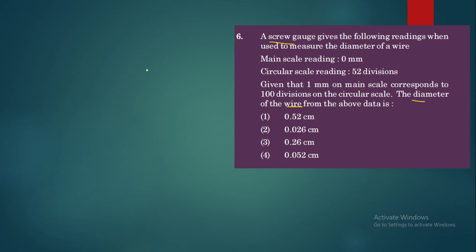Whenever we measure diameter or any length with the help of vernier caliper or screw gauge, the length, or the diameter, whatever you measure, is written as main scale reading plus number of divisions, in case of screw gauge the number of circular divisions when we attempt to measure, multiplied by the least count. That's the primary formula. Now here this least count is something that we have to calculate using pitch divided by 100.